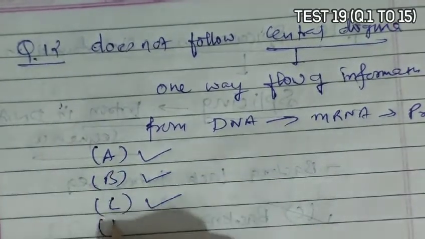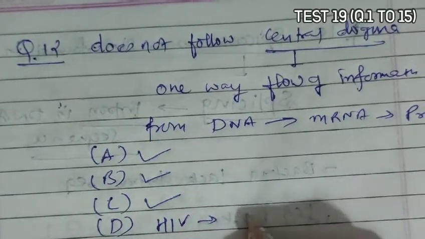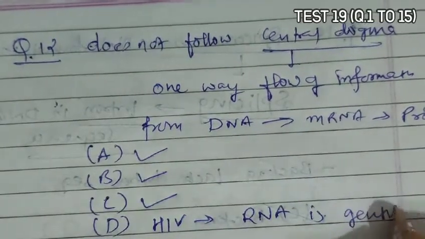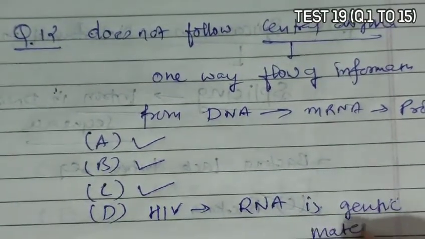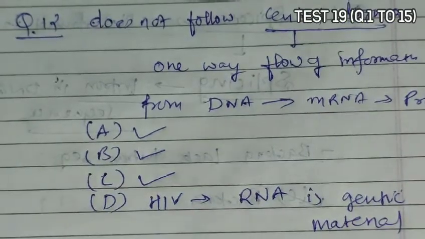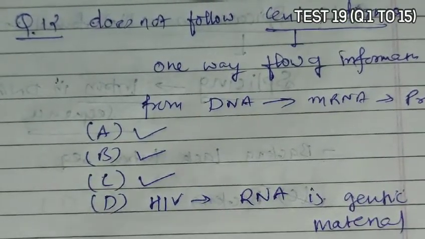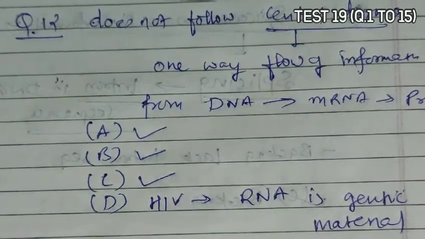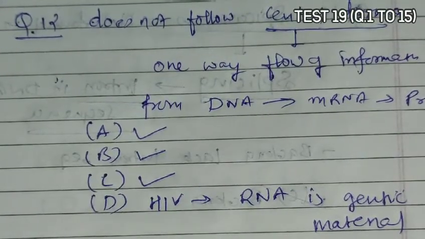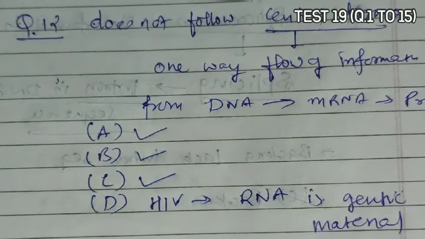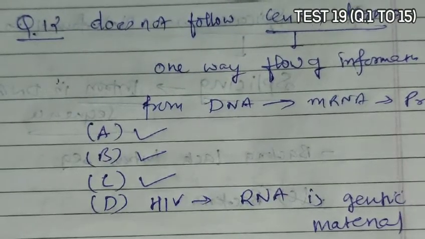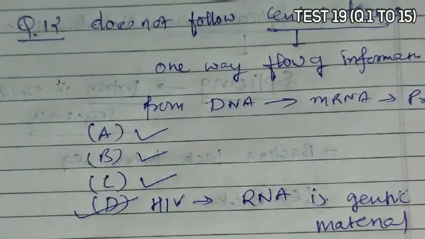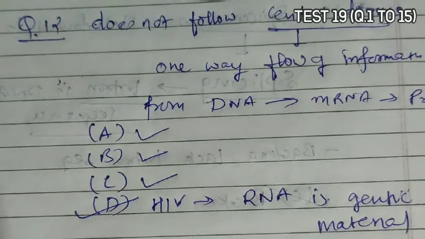C, Chlamydomonas, yes. In D, HIV. Now in HIV, RNA is the genetic material. In an organism in which RNA is the genetic material, DNA also gets synthesized. In organisms like HIV, reverse transcription occurs, that is formation of DNA from the RNA. So central dogma is not found in the case of HIV.